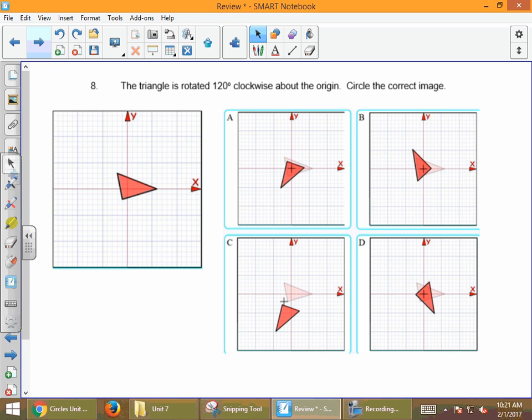Have we rotated 120 degrees before? Don't like that. What else don't I like about this? Clockwise. I hate both of those things. Don't like them. But guess what? We all have big enough brains. We can figure it out. Because we know which way clockwise goes, don't we?